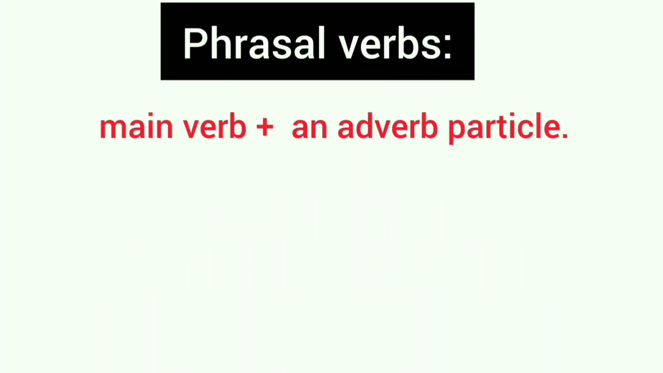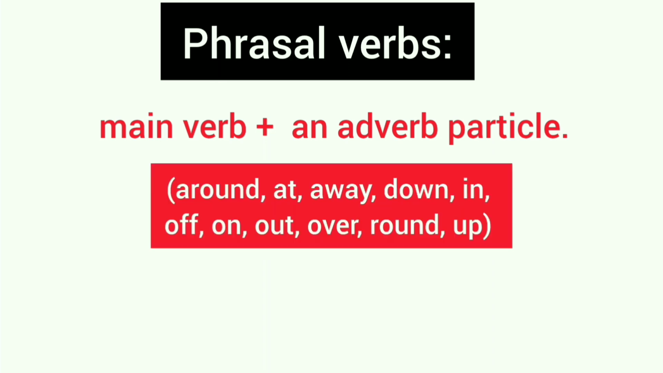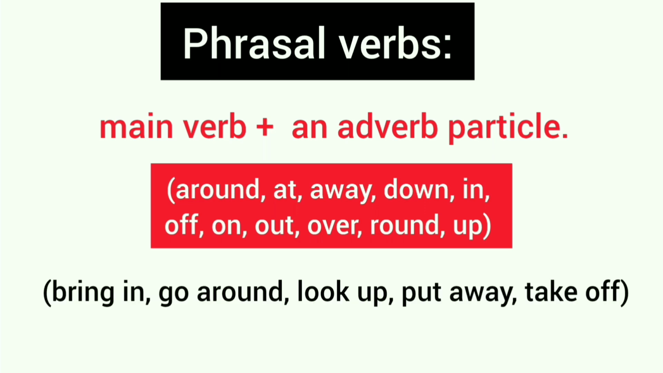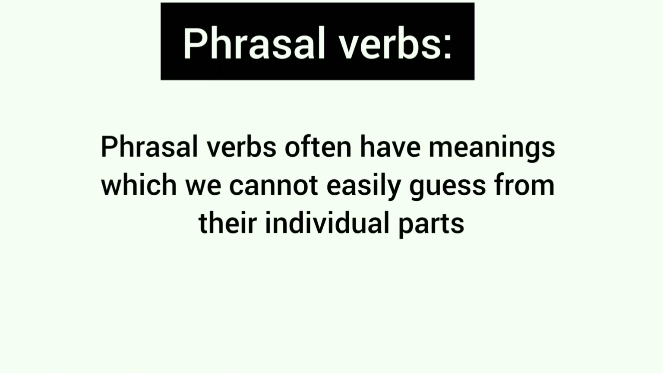Let me explain. Phrasal verbs. Phrasal verbs have two parts: a main verb and an adverb particle. The most common adverb particles used to form phrasal verbs are around, at, away, down, in, off, on, out, over, round, up. Now look at these: bring in, go around, look up, put away, take off. What do all these mean? It means phrasal verbs often have meanings which we cannot easily guess from their individual parts.